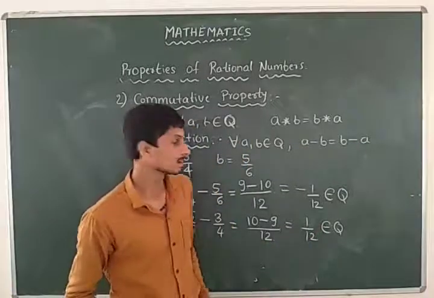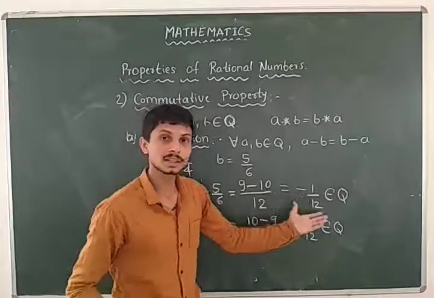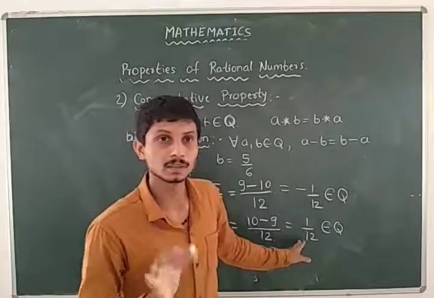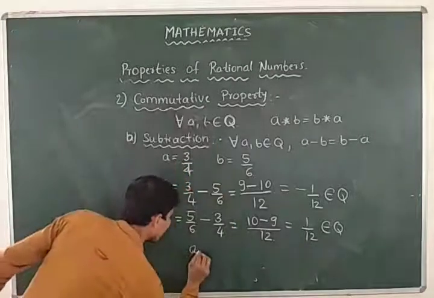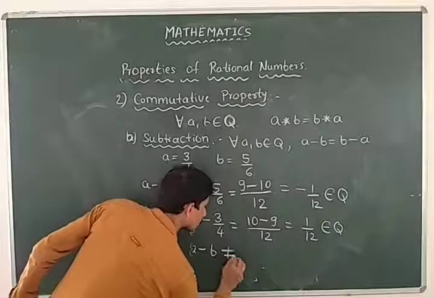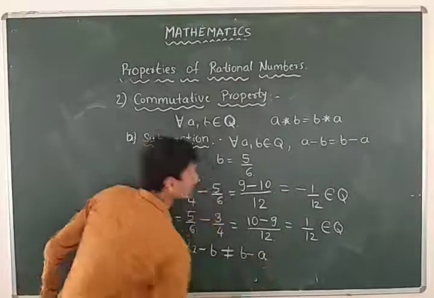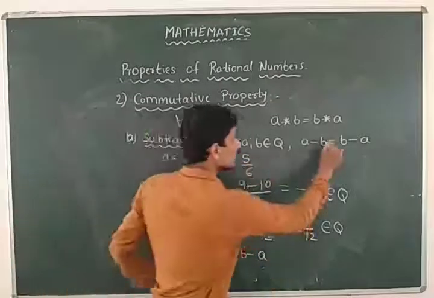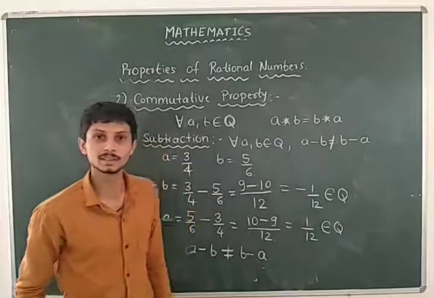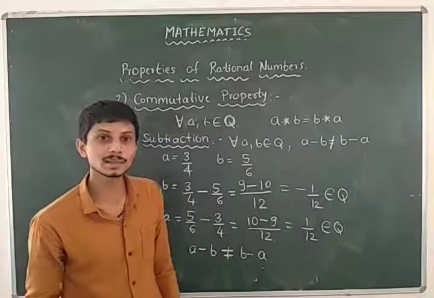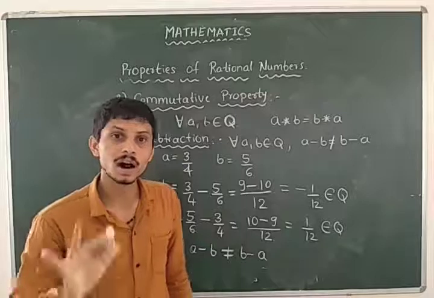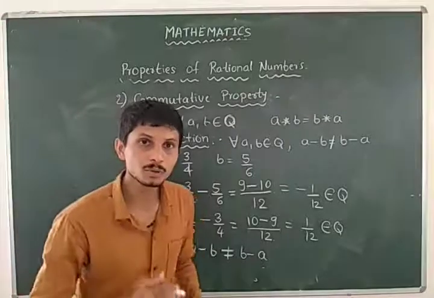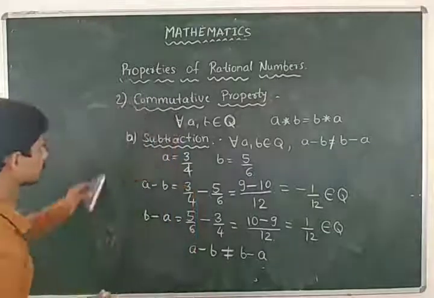But the answer of a minus b and the answer of b minus a are different. So that means a minus b is not equal to b minus a. So for all a, b belongs to Q, a minus b is not equal to b minus a. So that means the rational number set is not commutative under subtraction. Yes, understood? So let us move into the multiplication.